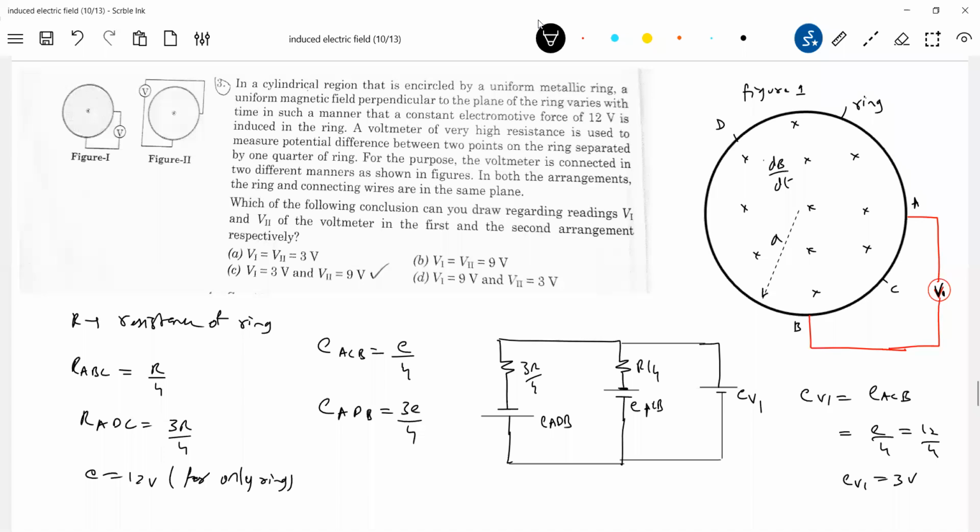Are you able to understand? So, sir, why are you equating this? No EMF is induced in this loop. So when you trace it out, EACB minus EV1 should be equal to 0. This EMF should be equal to this one. Then only the net EMF here will be 0. No current will flow here. Open circuit.